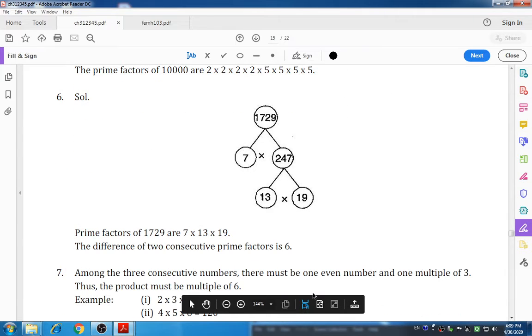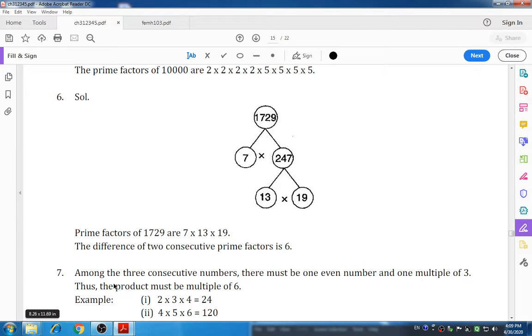So here is the solution of the 6. The sixth question told us to find all the prime factors of 1729 and arrange them in ascending order. And now state their relation, if any, between two consecutive prime factors.